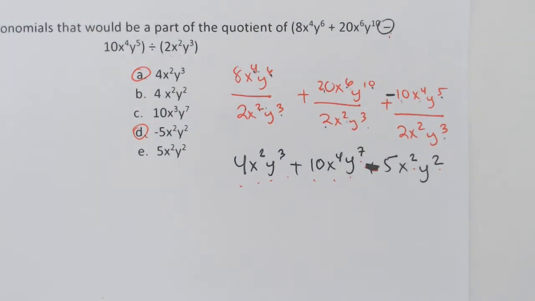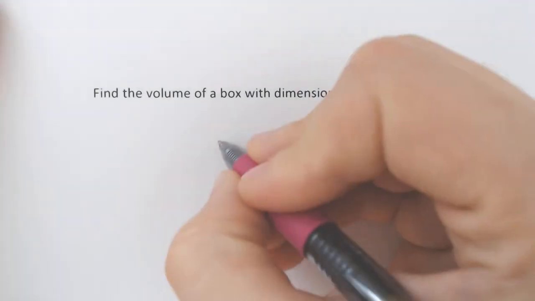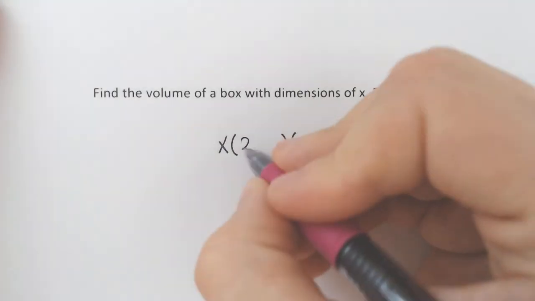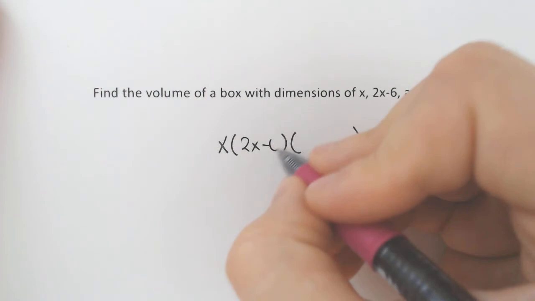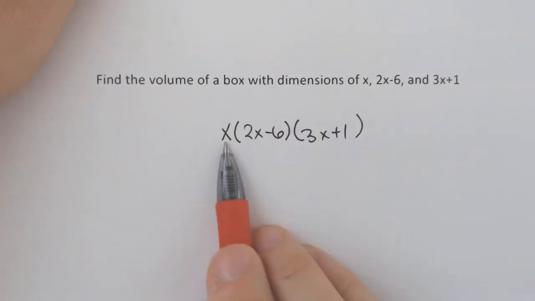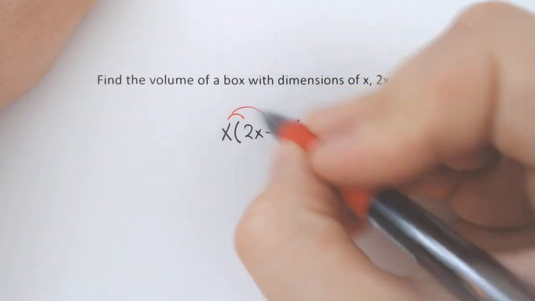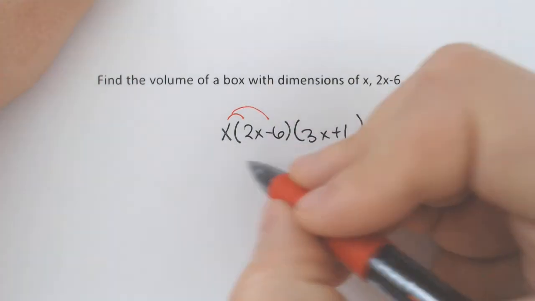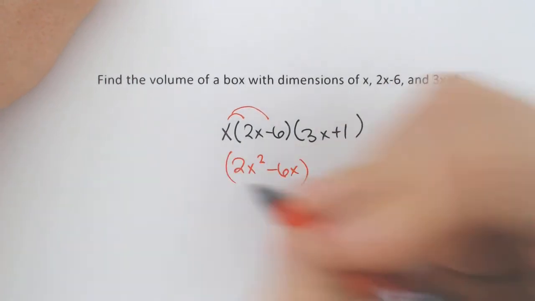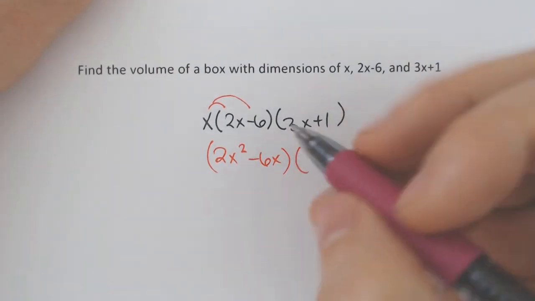Okay? Keeping the trend alive, continuing and getting this video done for you. So we got find the volume of a box with these three dimensions. If you want to find volume, volume is just length times width times height. So you can do length times width times height. And I would recommend distributing the x first, perhaps. Get it out of the way. That would be 2x squared minus 6x times a 3x plus 1, which you would then just FOIL as well like normal.